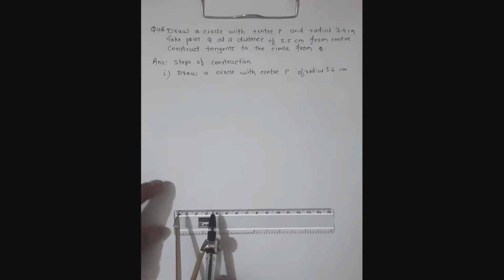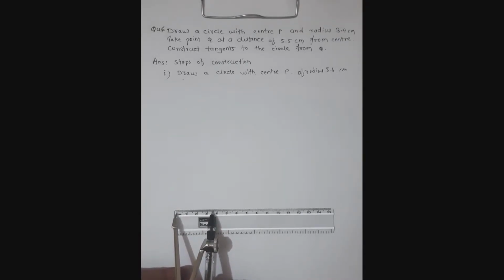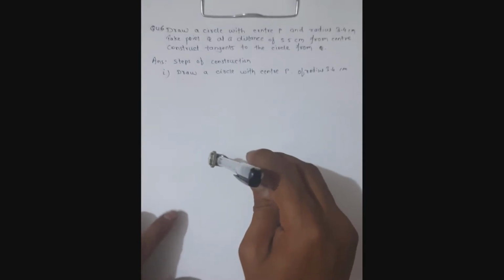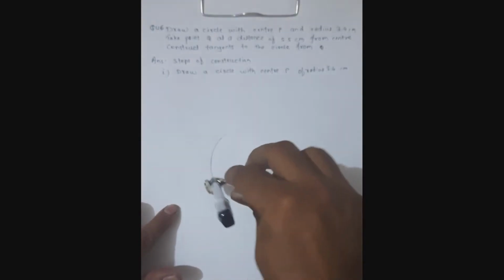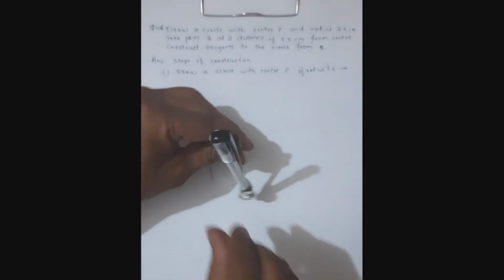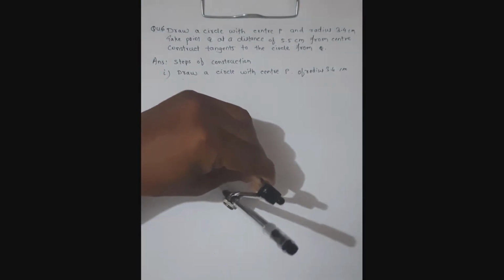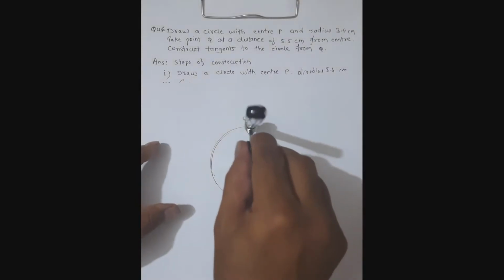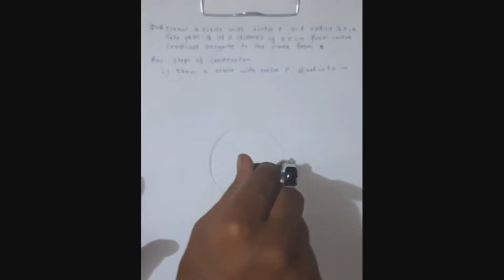So with the help of this ruler and compass, we take distance 3.4 centimeter with the help of this ruler. In compass we take distance 3.4 centimeter. So we have to draw here a circle, so we draw here the circle.